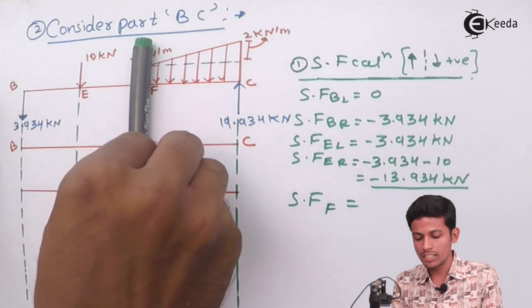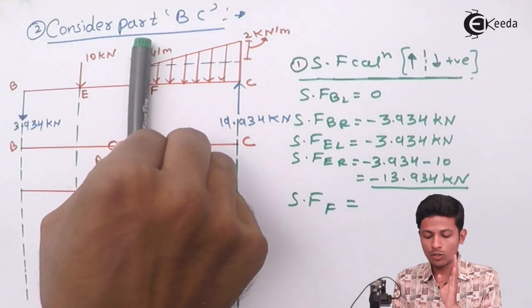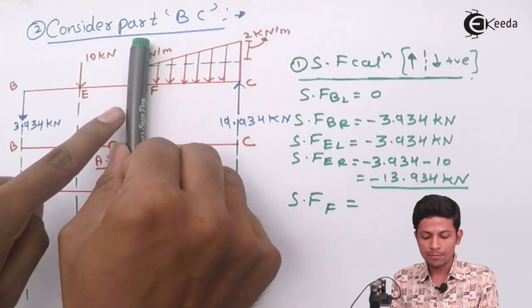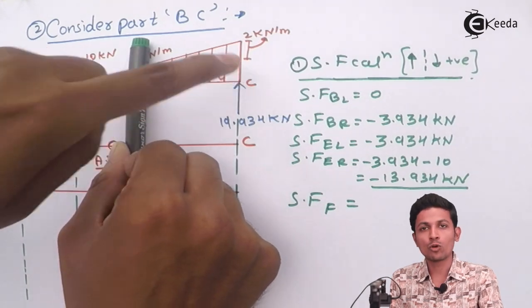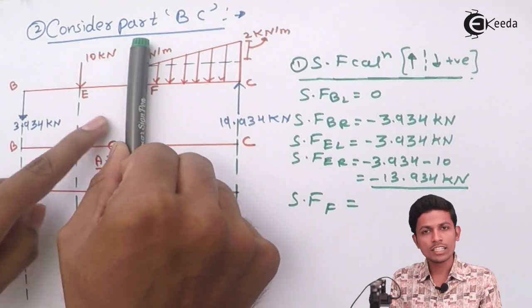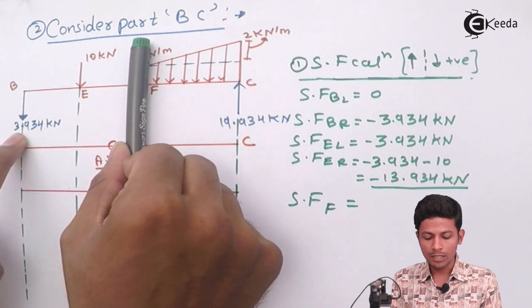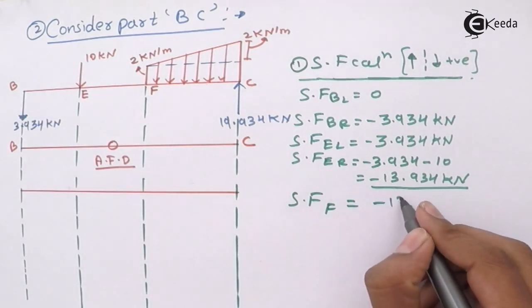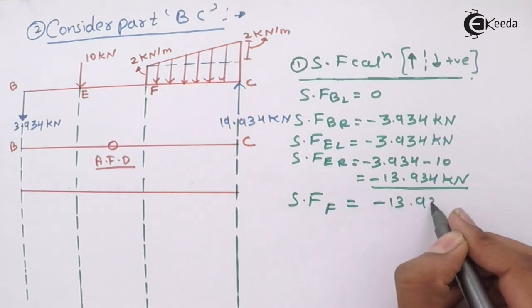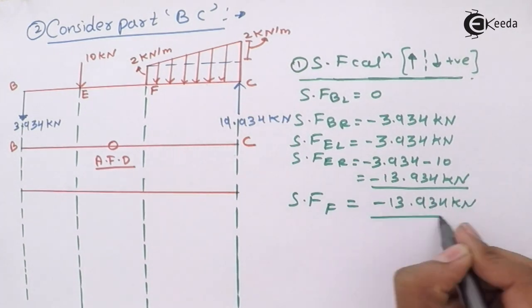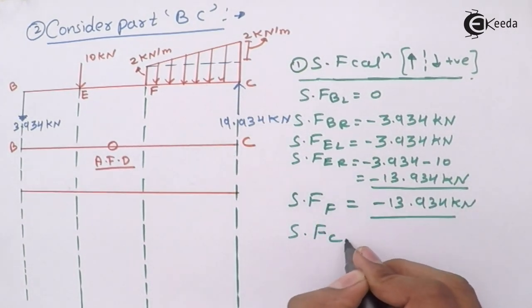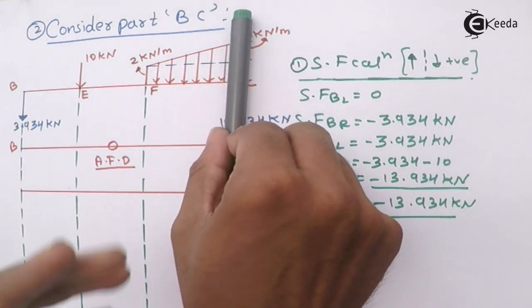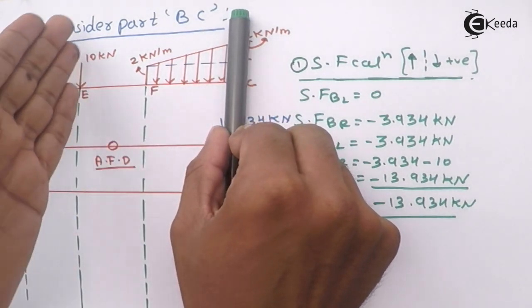Just take shear force at F, we are taking the section over here. What you have to see, this part is not complicated, but this part is too complicated for us. So always see the left part. This minus 3.934 minus 10 will always come the same, minus 13.934 kilonewton. Now shear force at C, for C either you can take this part or you can take this part.